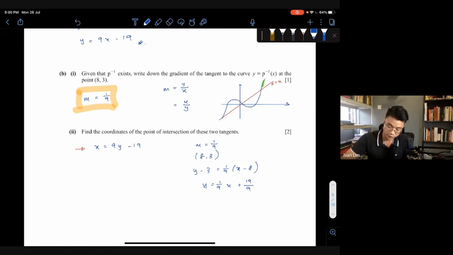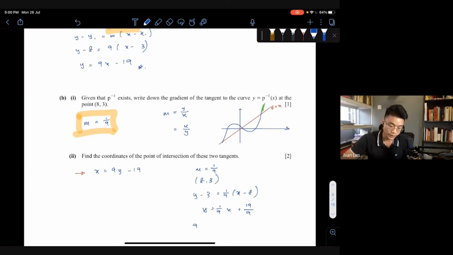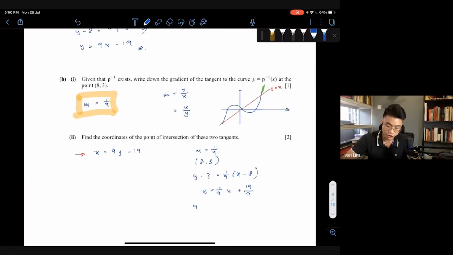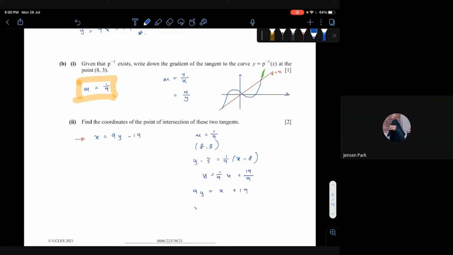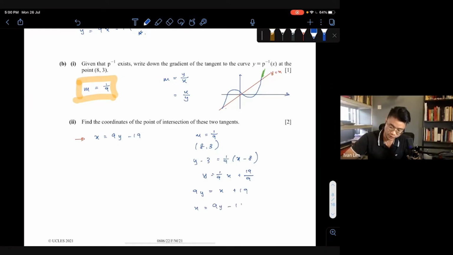So you see, I basically use the m equals 1 over 9. Then my x becomes y and y becomes x. So just now it was 3, 8, now I change it to 8, 3, because I want to find the inverse of it. 9y equals x plus 19. You see, is it same or not? Yes. x equals 9y minus 19. It's actually the same thing.